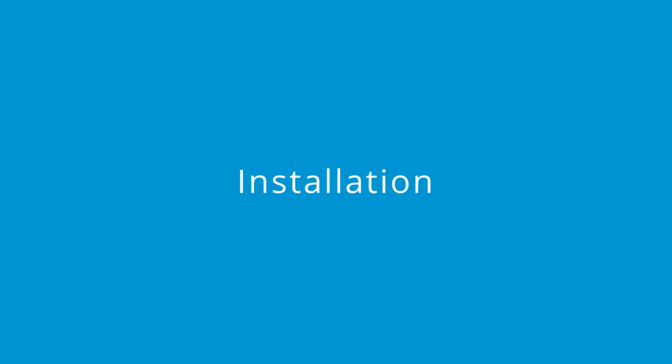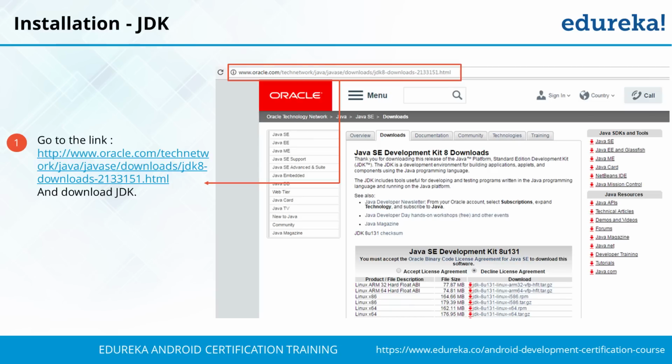So let's see how we can come up with the installation of Android. If you want to install and use Android, the very first thing we need is JDK. That's the Java Development Kit.